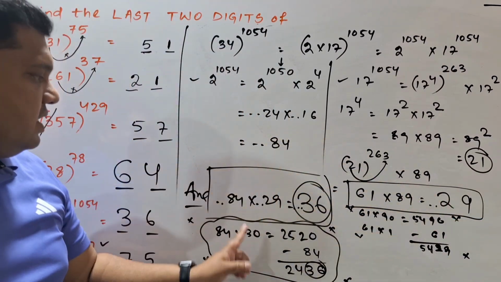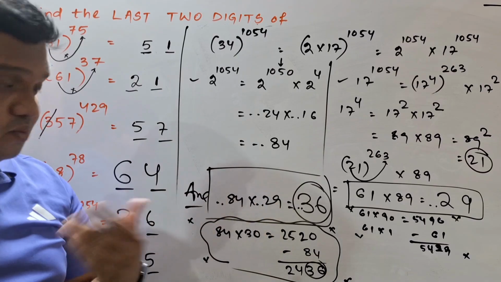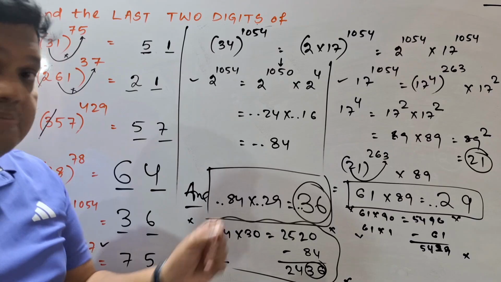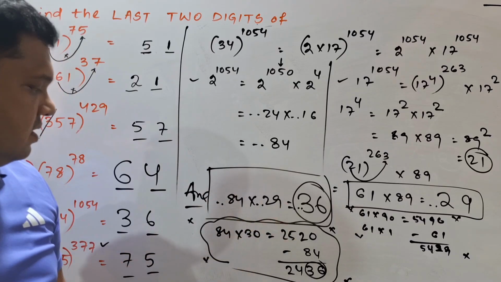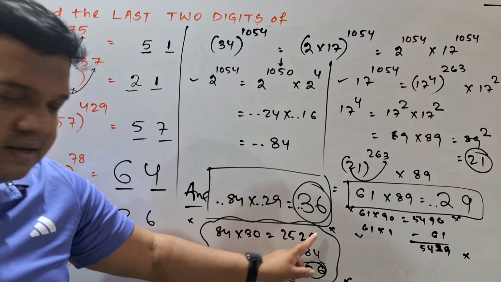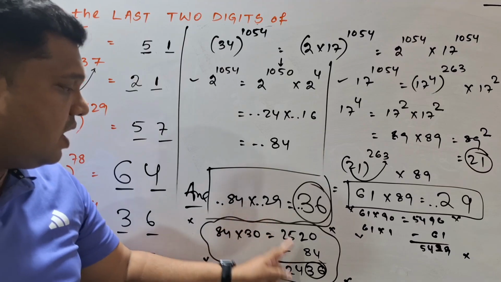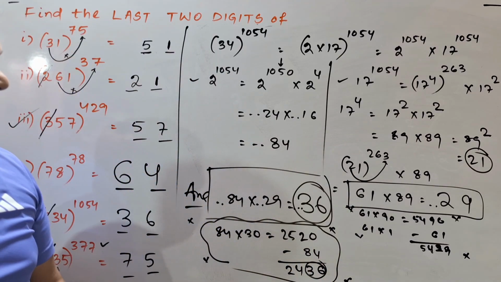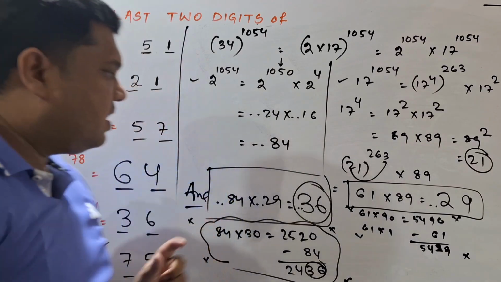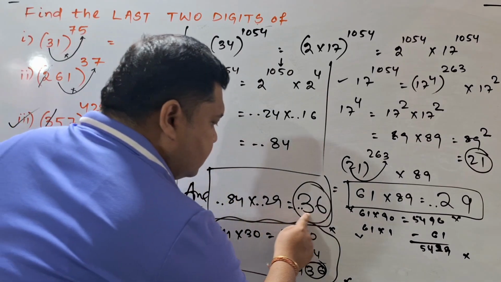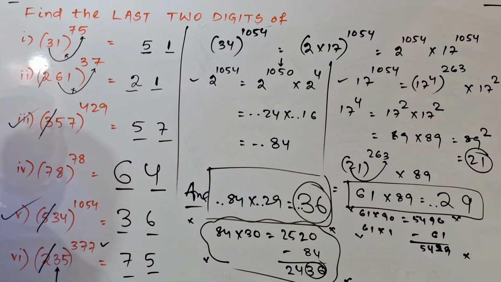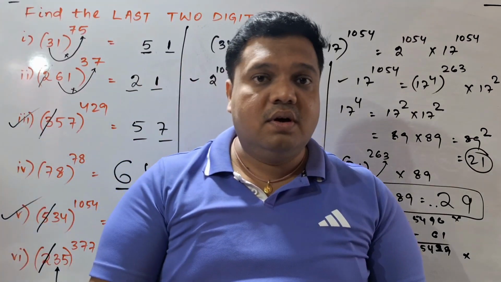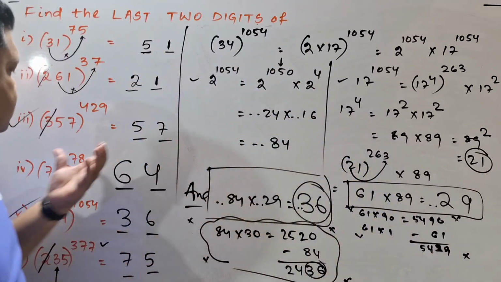So multiply 84 with 29. How do I do the multiplication? 84 into 30, minus 84 into 1. 84 into 30 I write here, minus 84 into 1, that is 84. I just subtract. The answer is 2436. So the final answer is 36, last two digits 36. You all cross check. Find the value on rough, then you check my answer.